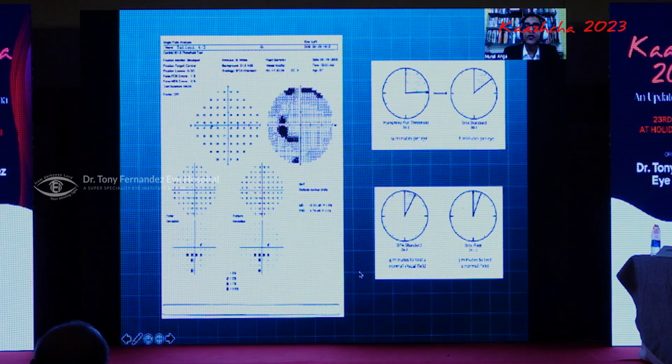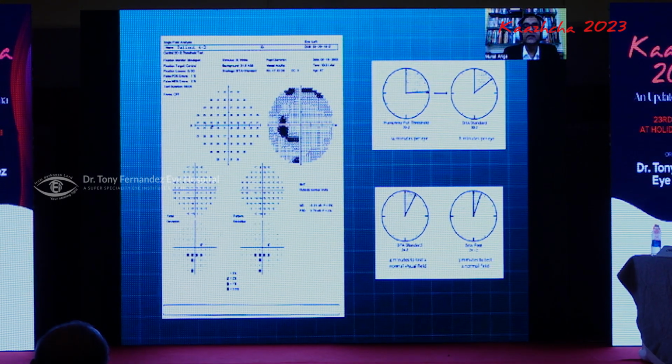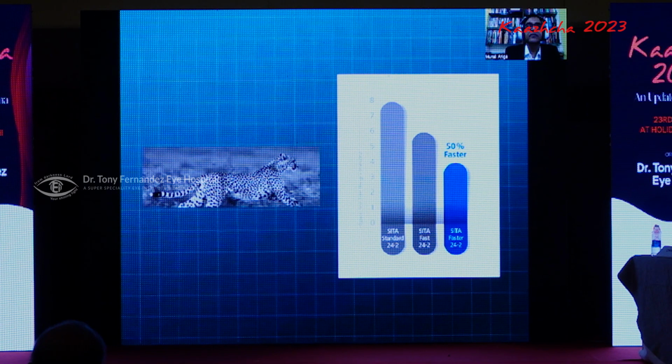If you want to do more or less, you can decide on the strategy and the extent of field to be tested. We also have the newer perimetry program called SITA Faster now, which is the 24-2 SITA Faster. It does it much faster than the SITA Fast as well. This is a good test for people who are familiar with perimetry, and the results are as good as the SITA Fast.